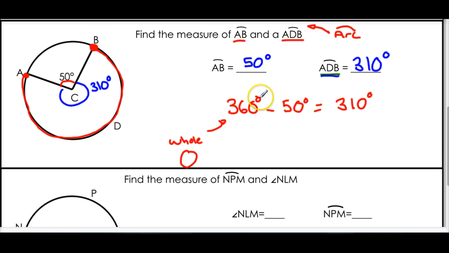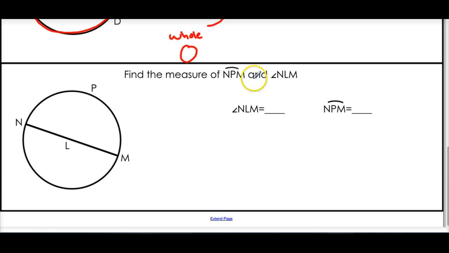Sweetness in this house. Second part of this lesson. Find the measure of arc NPM and angle NLM. Well, let's do this. Here is our arc, and here is our angle. Now, how are we going to do this? You might be thinking, oh, Mr. Masigo made another mistake. He didn't put any numbers in there. Well, actually, I did. I did this just fine.